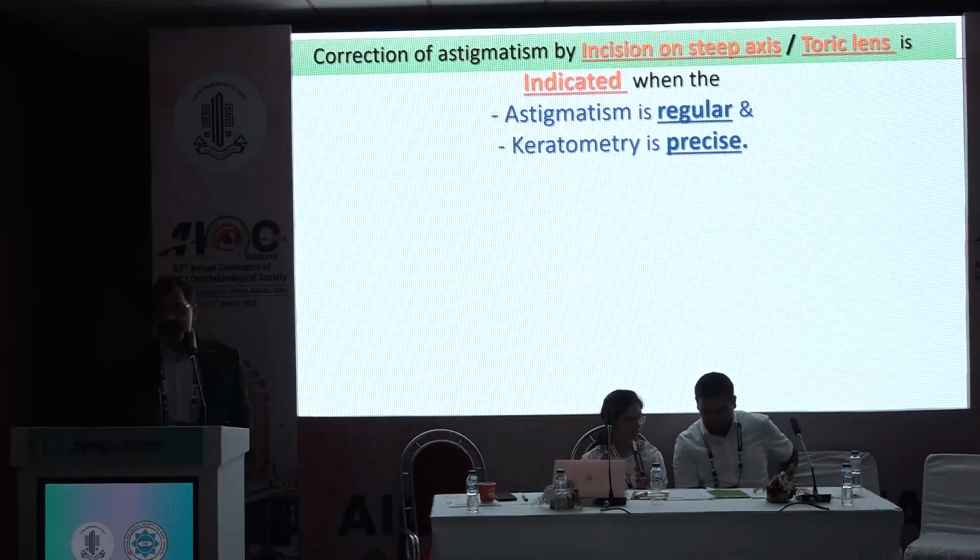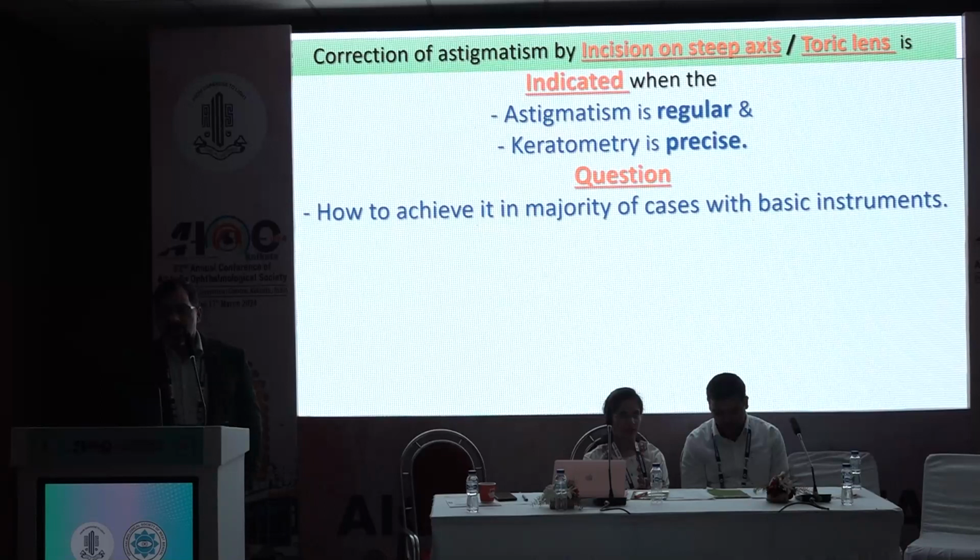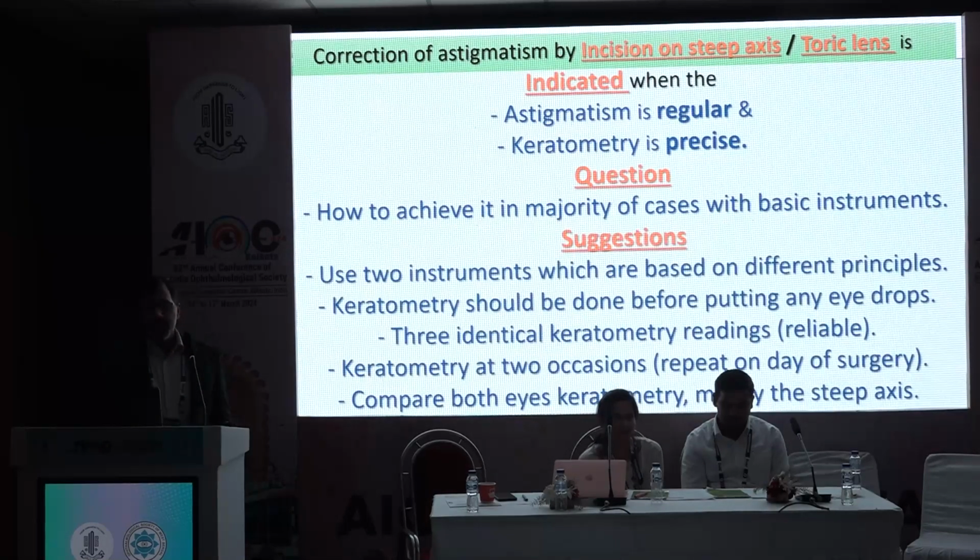Everyone can't access such high-end machines. So how can those who don't have them measure, and decide whether to put a toric lens in a patient or not? There are some points for those who have only a manual keratometer and auto-K. You can do a toric lens when the astigmatism is regular and your keratometer reading is precise. So how can I achieve it in the majority of my cases with basic instruments, if I have only a manual keratometer and auto keratometer? There are a few suggestions.